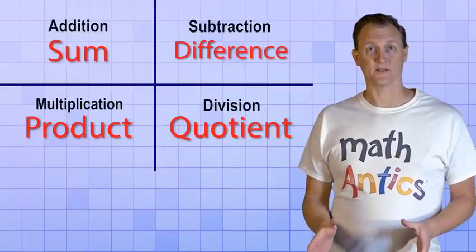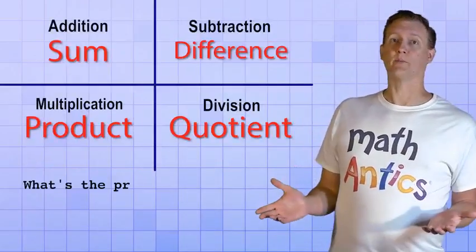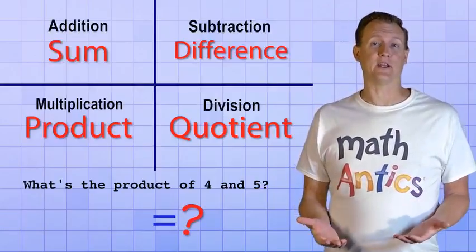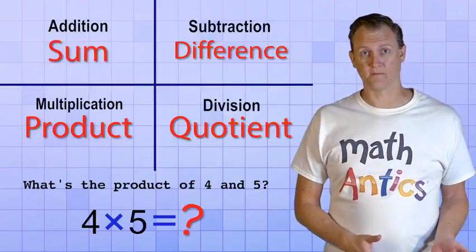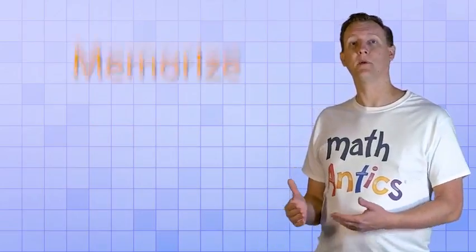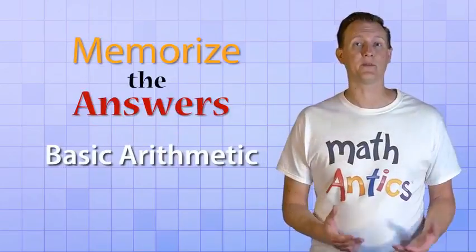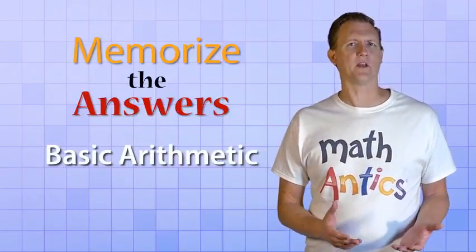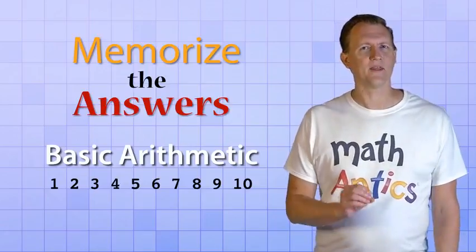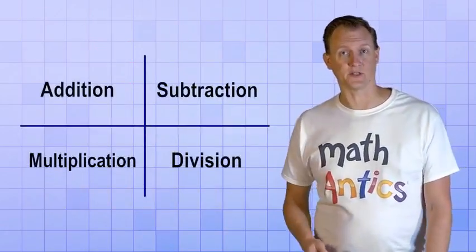Try to memorize these so that if someone asks you, what's the product of 4 and 5? You'll know that they're really asking, what answer do you get if you multiply 4 and 5? And speaking of memorization, in a minute we'll see why it's so important to memorize the answers to some basic arithmetic problems, the ones involving the numbers 1 through 10. But first, I want to tell you two more important things about these arithmetic operations.